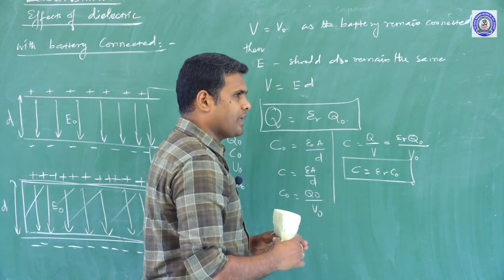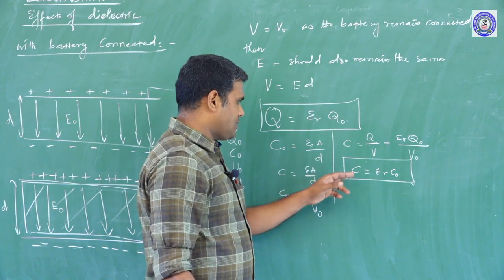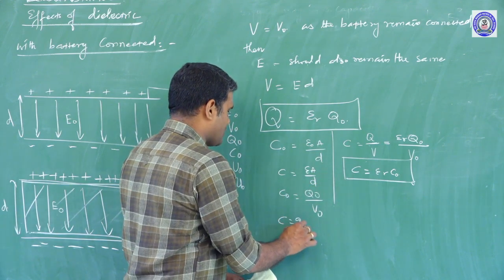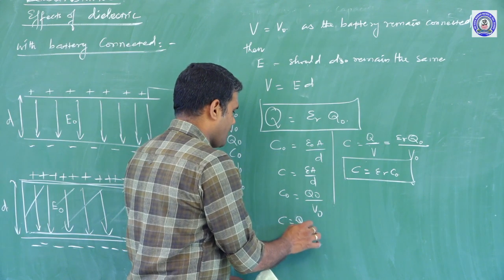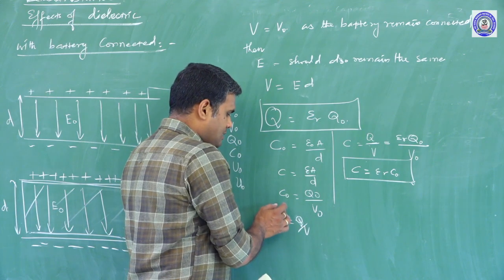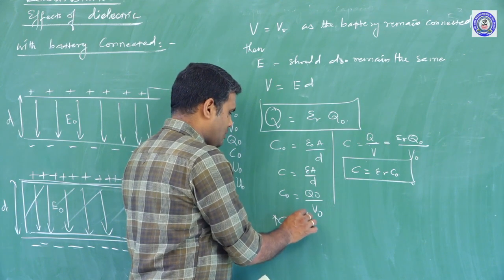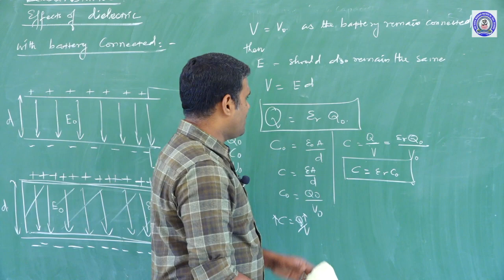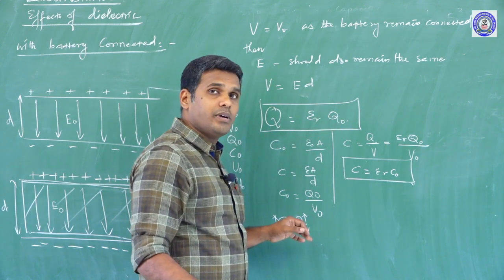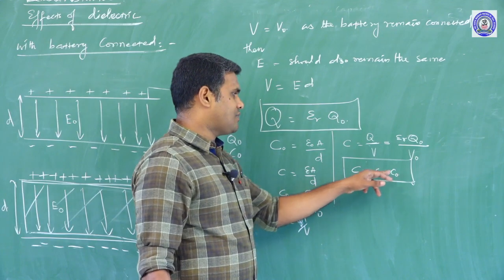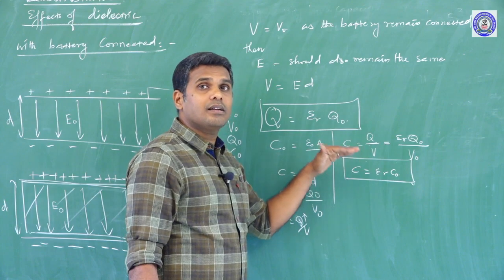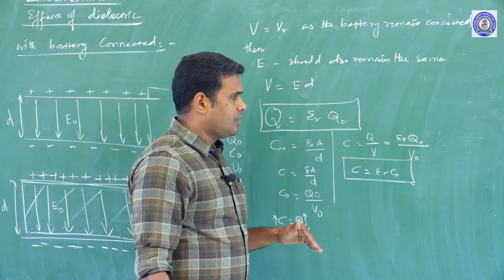Simply we can say capacitance of a capacitor can be represented as C equals Q divided by V. As the potential remains constant, the capacitance of the capacitor increases with increase in charge. As I mentioned earlier, the charge increases by epsilon r times, so the capacitance also increases by epsilon r times. C equals epsilon r C naught. The capacitance of a parallel plate capacitor increases by epsilon r times.